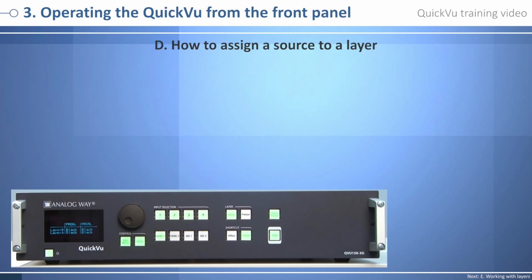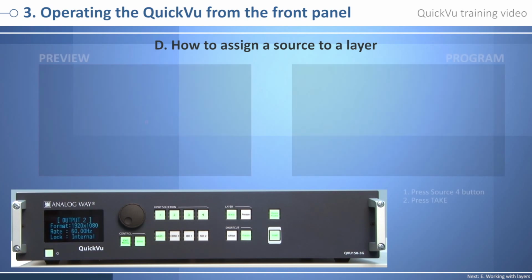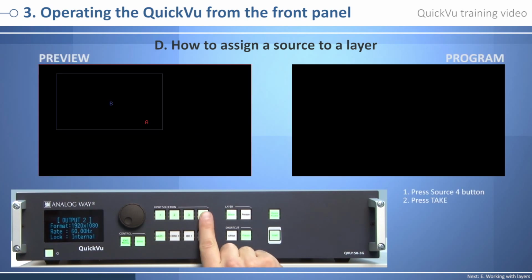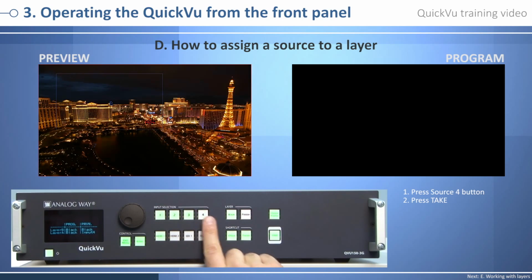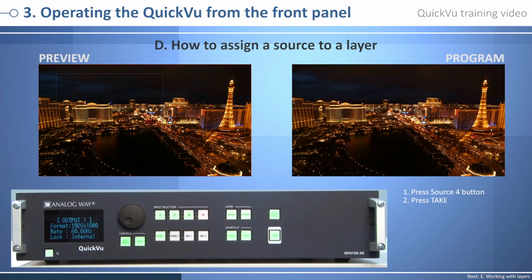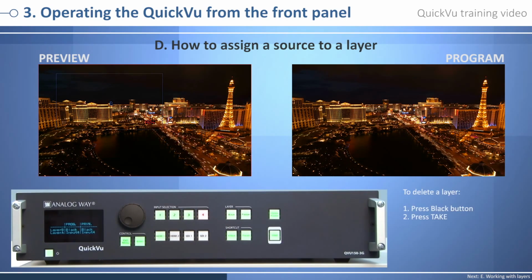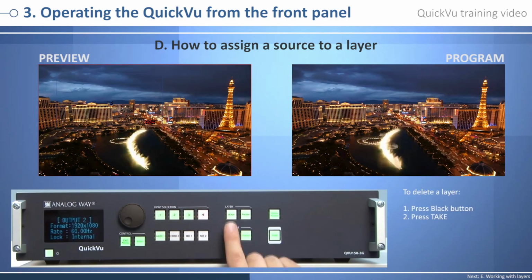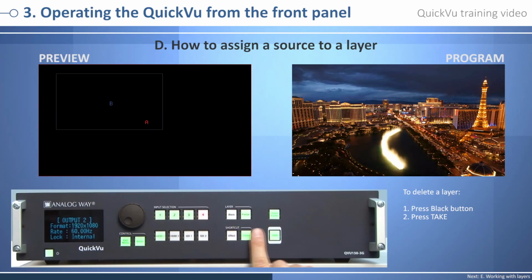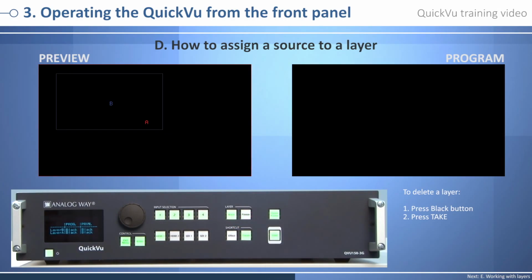How to assign a source to a layer. Using the front panel, you will always work with the preview bus. It is not possible to modify the program. To assign a source to a layer, press the source number you want to assign. Press Take to view the result on the program screen. To delete a layer from the preview screen, press the black button, press Take to view the result on the program screen.